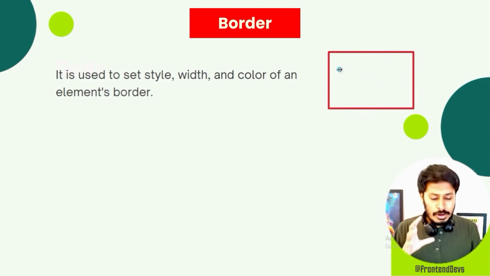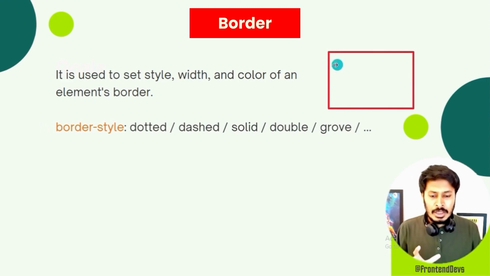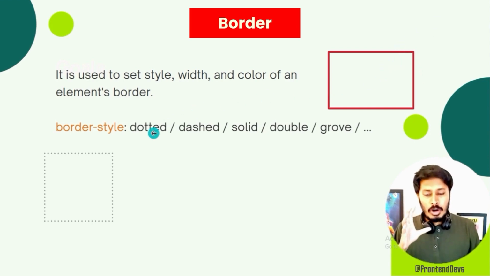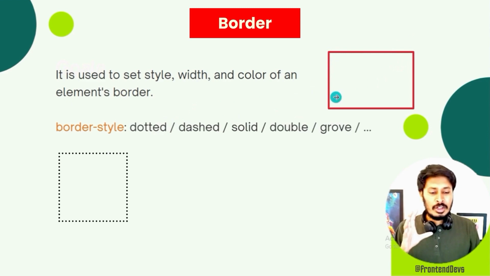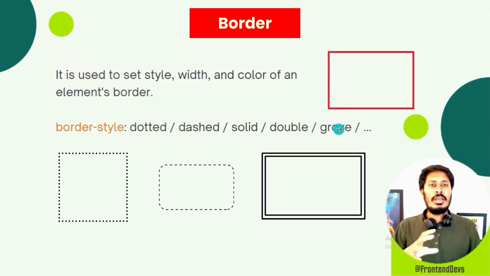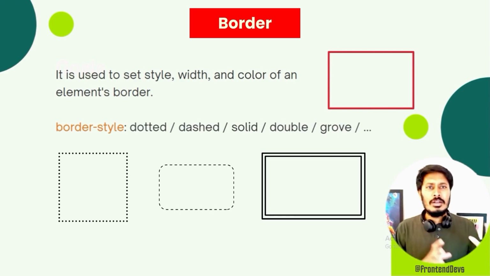When we talk about border, we have three important properties. The first property is border style, which will define the outlook of your border. That means how your border should look like. It is solid border. We can go with the dotted border. That means we will see the dot dot dot. Then we have a dashed border. We can have the double border, and then we can have some 3D options as well. The list goes on.